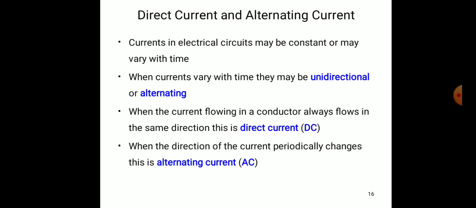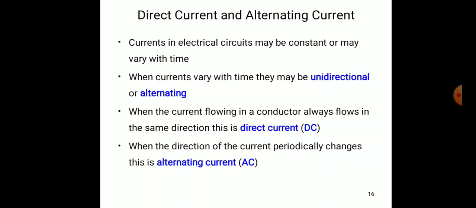Direct current. What is direct current? Currents in electrical circuits may be constant or may vary with time. When currents vary with time, they may be unidirectional or alternating. When the current flowing in a conductor always flows in the same direction, this is direct current. When the direction of the current periodically changes, this is alternating current. So these are the main differences between direct current and alternating current.